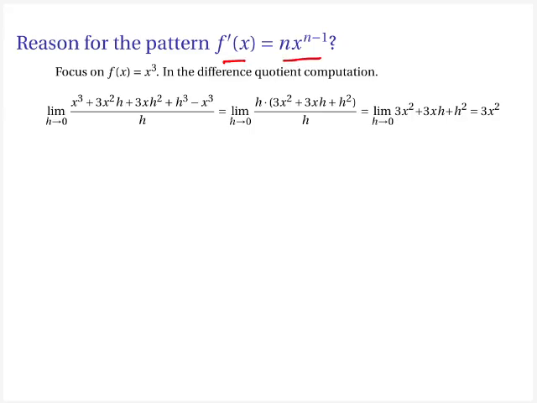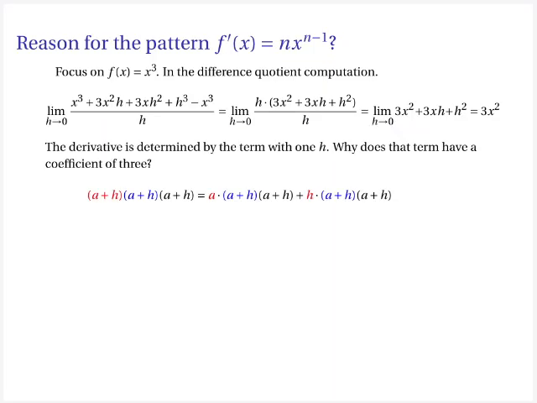And I'm going to focus on the x cubed example, because I couldn't fit the x to the 4th example on the slide. So here we go with x cubed. That's the calculation from a couple slides ago, no different. And I want to talk about what's happening there. Why is it a 3x squared?